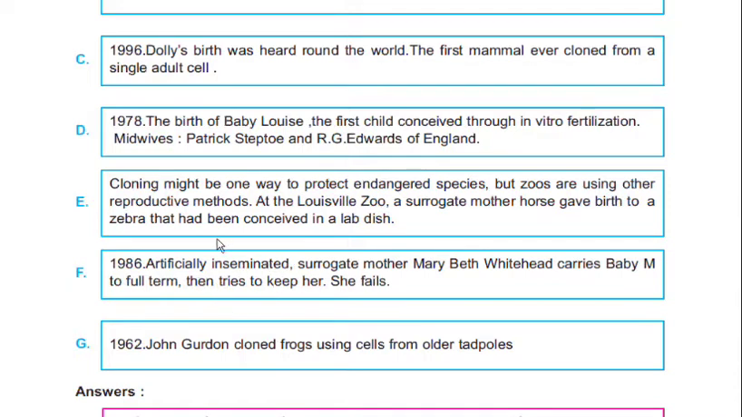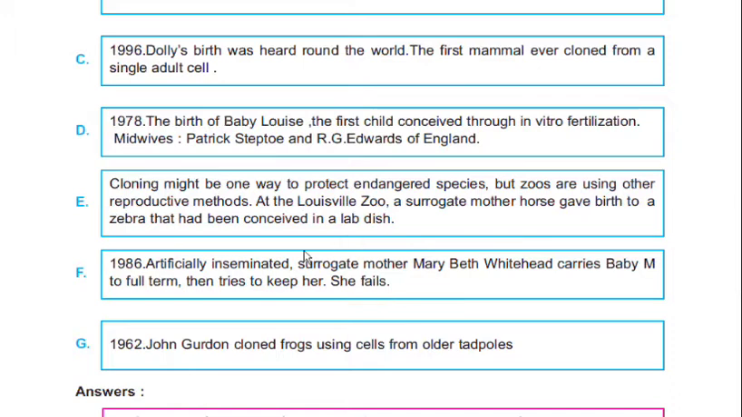In 1986, artificially inseminated surrogate mother Mary Beth Whitehead carries baby M, we don't want to give the name here, to full term. Humans remain in the wombs of their mothers for 9 months. That's the full term. Then she tries to keep her, and she fails. We're talking about a surrogate mother here. By surrogate mother, we mean a mother who carries the baby of another woman, either as a favor or in return for money.